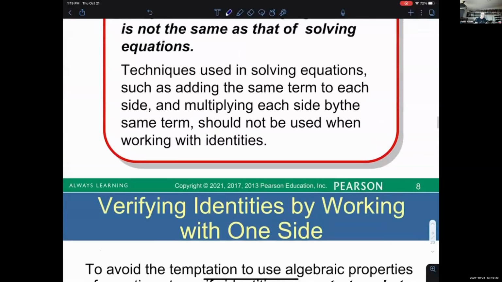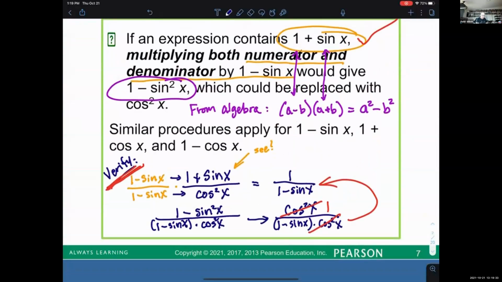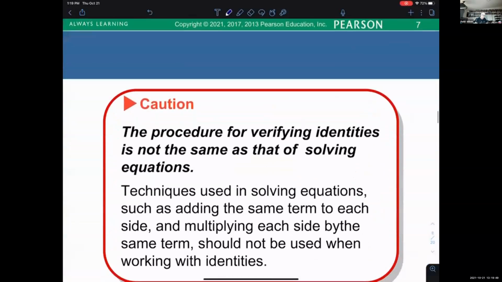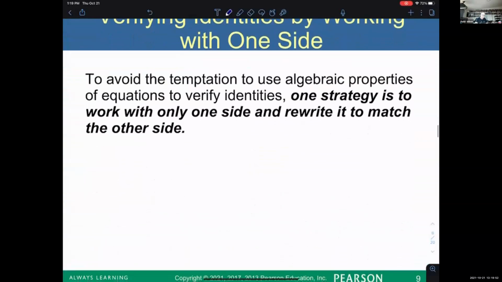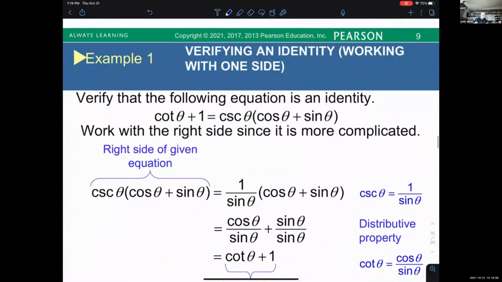So for example, if we just look at the one we were just doing, I worked on the left side until I made it look like the right side. I never actually did anything to the right side here. By working with the left side, I was able to show that it ends up being the same as what we have on the right side, and that's why they're equal. So that's this strategy they're talking about here. And so let's look at an example of that.